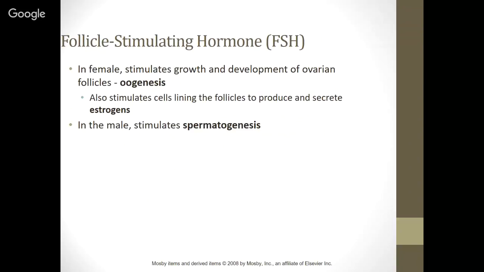Follicle-stimulating hormone. In the female, this stimulates growth and development of the ovarian follicles, and we've talked about this before. It causes oogenesis, or the building or promoting of growth of the egg. It also stimulates cells lining the follicles to produce and secrete estrogens. In the male, the FSH stimulates spermatogenesis, so the making of the sperm.